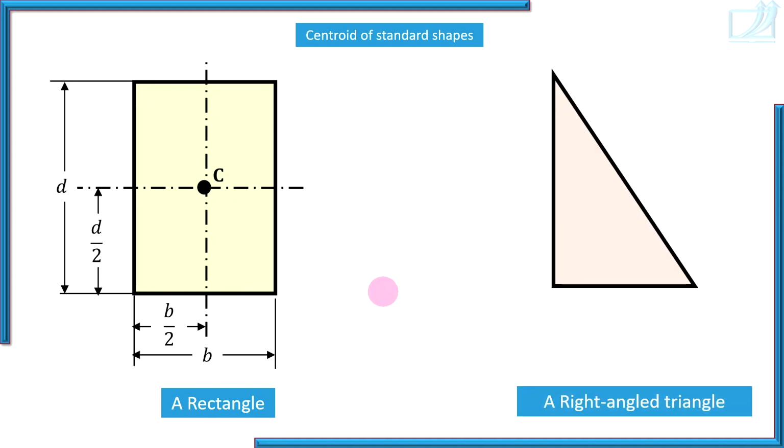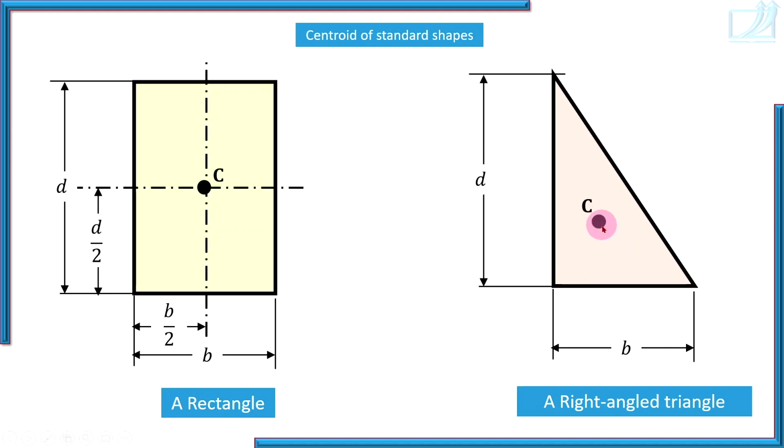Right angled triangle is a standard shape. So here is a right angled triangle of base B and height D. So centroid of right angled triangle is somewhere here. No, not somewhere here. You know exactly where it is. From its vertical edge and from its horizontal edge, you know its distances. So from horizontal edge of 1/3 of its height, and from vertical edge of 1/3 of its base.